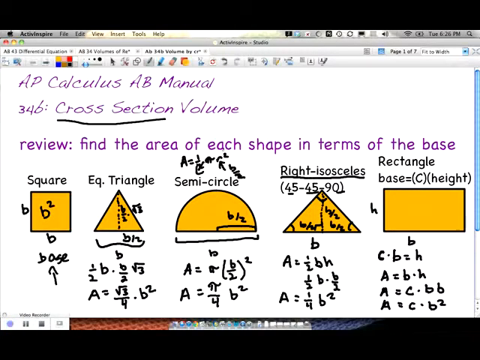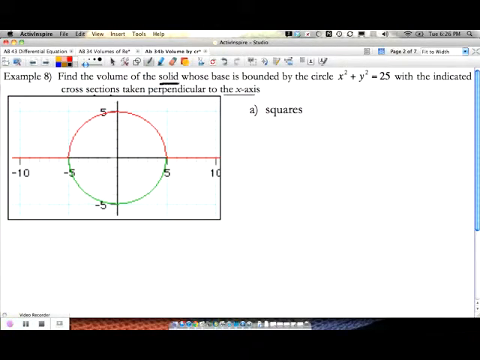Keep this in mind as we go through each of these shapes today. We're going to derive them again as we go, but this is going to help us as we work our way through just this type of thinking.